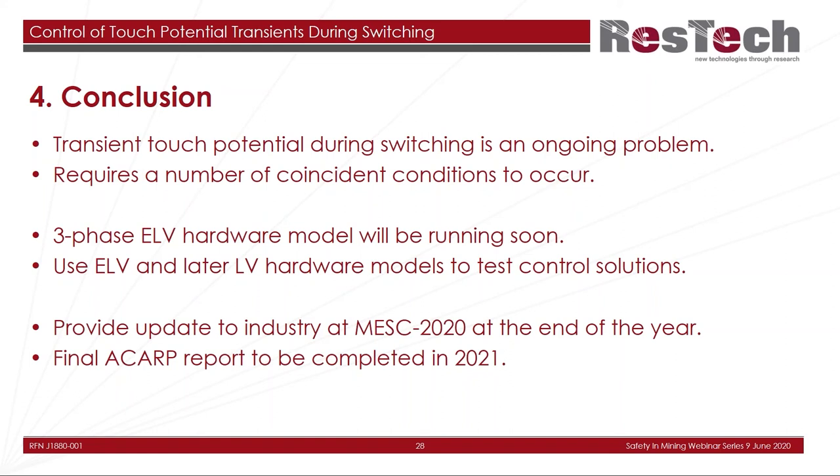The on transients we're pretty confident, but the off transients are less so. And in fact, the off transients tend to generate higher touch potential transients than the on transients. Yet both could still generate perceivable touch potentials. So the idea is that at MESC 2020, at the end of the year now, we'll be able to present some results from this work. And of course, the final outcome report we completed in 2021, which will have all results from this particular research.